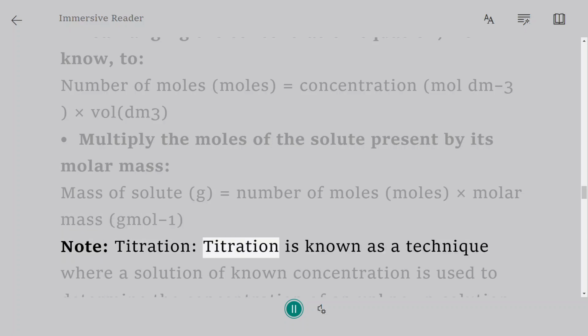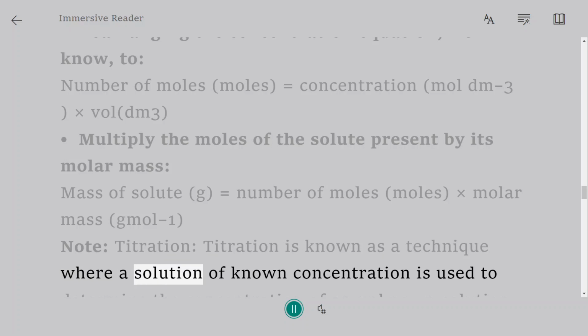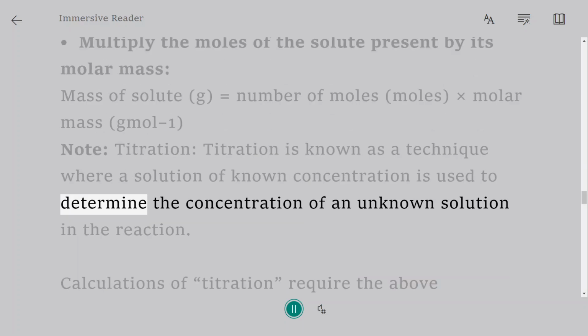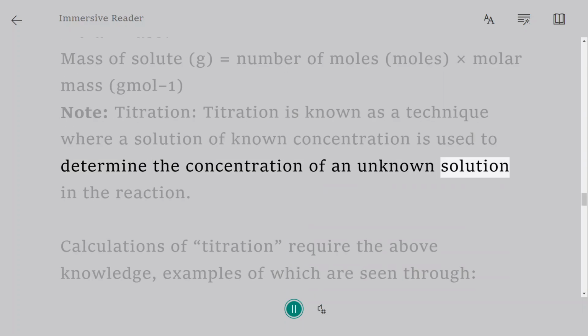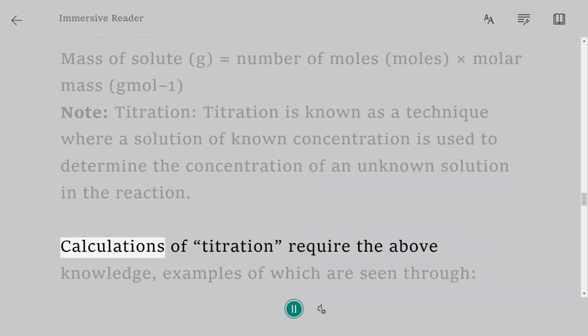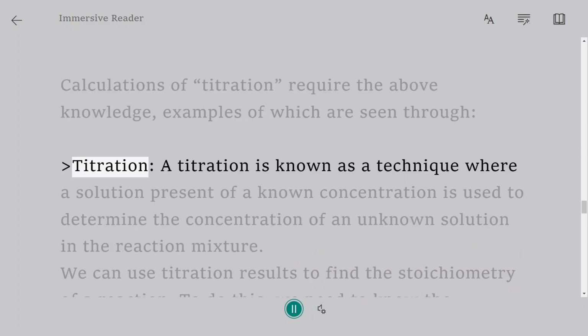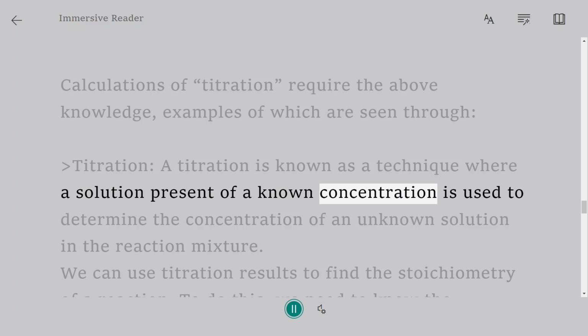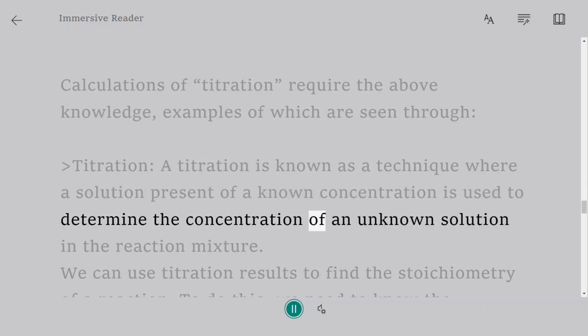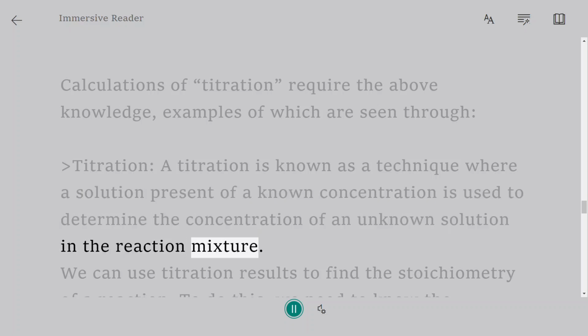Note, titration. Titration is known as a technique where a solution of known concentration is used to determine the concentration of an unknown solution in the reaction. Calculations of titration require the above knowledge, examples of which are seen through titration. A titration is known as a technique where a solution of a known concentration is used to determine the concentration of an unknown solution in the reaction mixture.